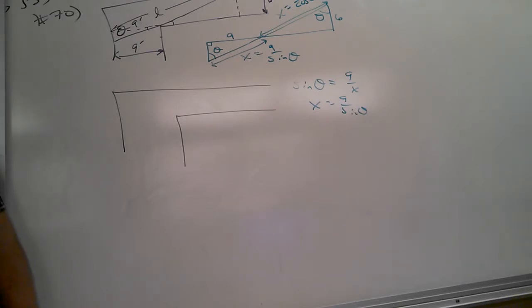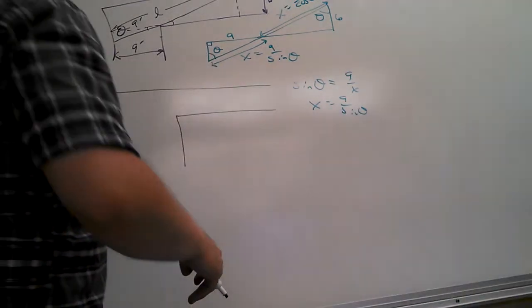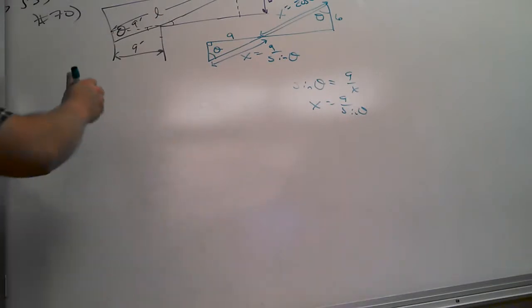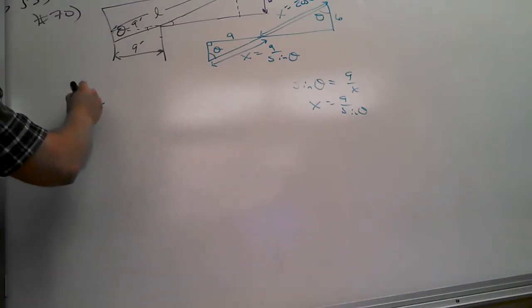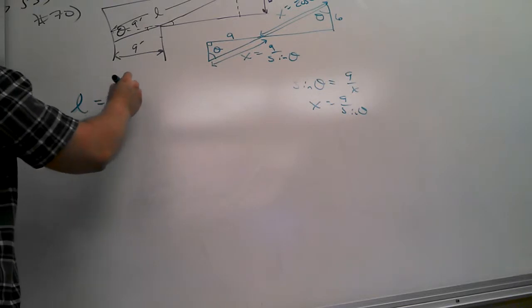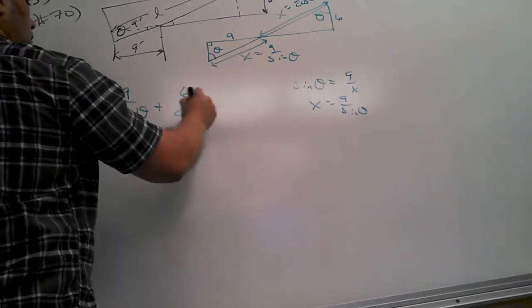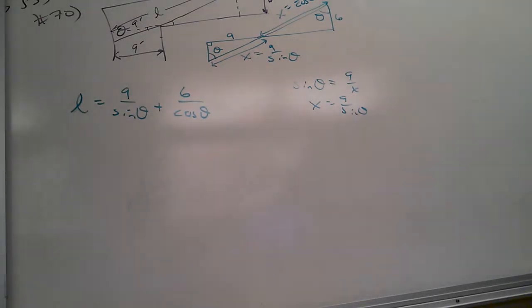How do you know so far? So what is the length of this pipe then, in terms of what I've just written up there? 9 over sine theta plus 6 over cosine theta. You can write this in terms of the reciprocal functions if you want to, or just keep it like that. I'd rather write it in terms of reciprocal functions. So would you just do a common denominator or something? No.